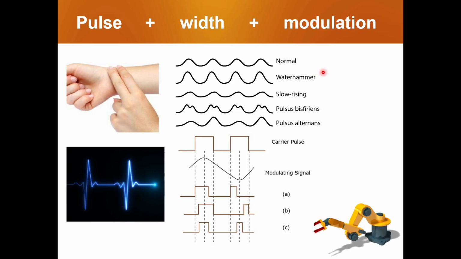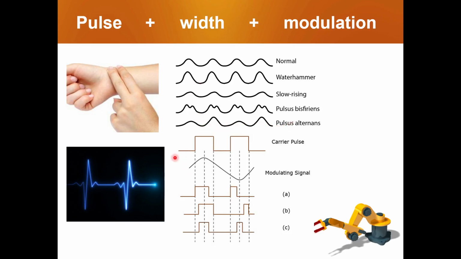If it is smooth, going up and down like a sea wave, that's a normal pulse. But if there is a peak that is very sharp as compared to the first one, this is a water hammer pulse. This one is very calm, but still there are pulses, up and down movement. So this is slow rising. Similarly, there are different other types of pulses.